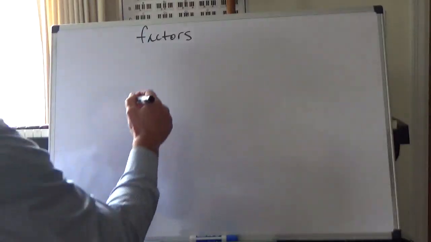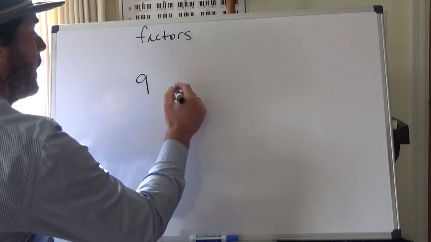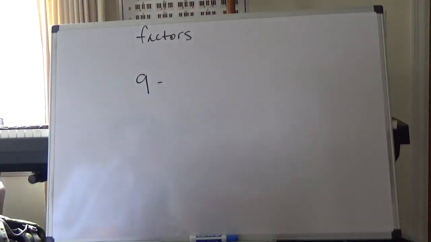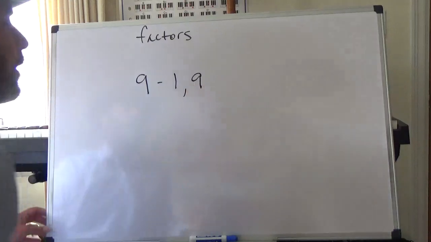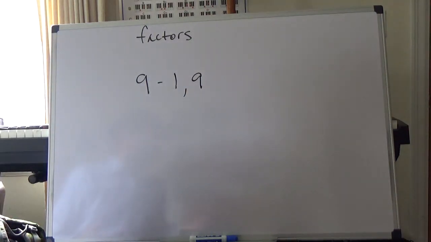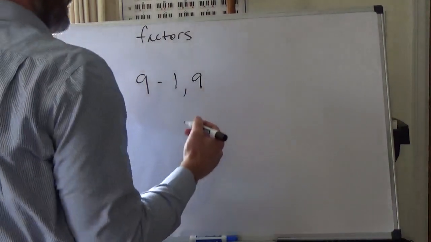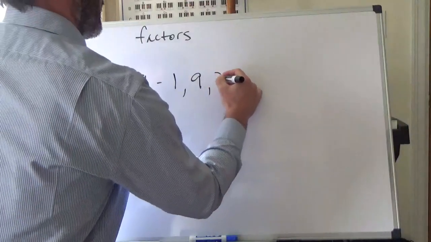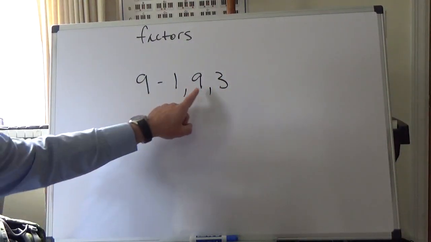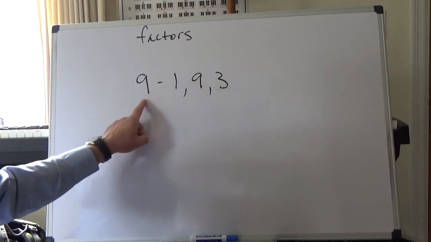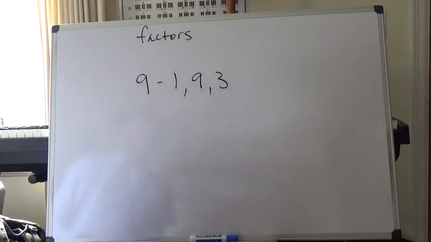Let's take the number 9. Factors of 9, well, I know that 1 and the number itself are always factors of any whole number. How else can I build a 9? Well, I can do a 3. 9 divided by 3 is 3. 9 divided by 9 is 1. 9 divided by 1 is 9.